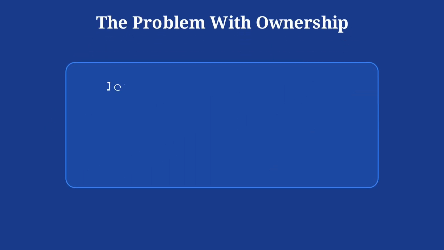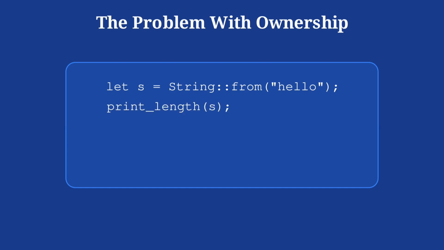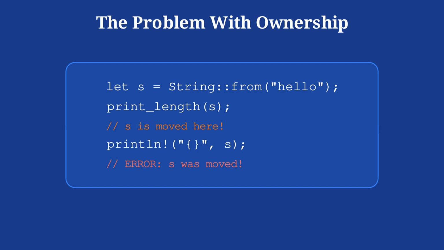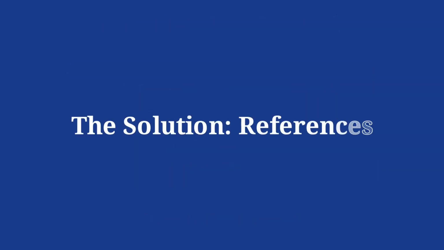Say we create a string and then call a function that needs to use it. We pass the string to the function and ownership moves. The function now owns the string. So what happens when we try to use the original variable after the function call? We get an error. The variable was moved. It's no longer valid. This is frustrating. We just wanted to look at the string. We didn't want to give it away forever. There has to be a better way.